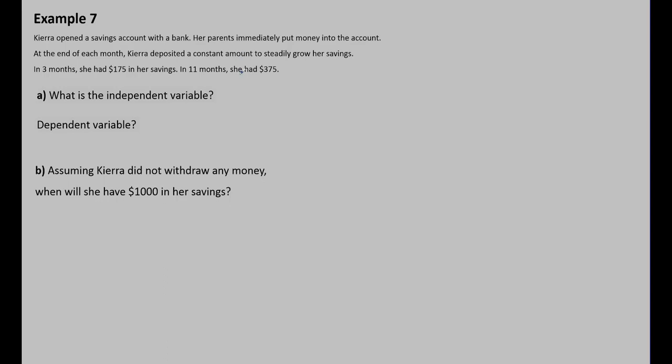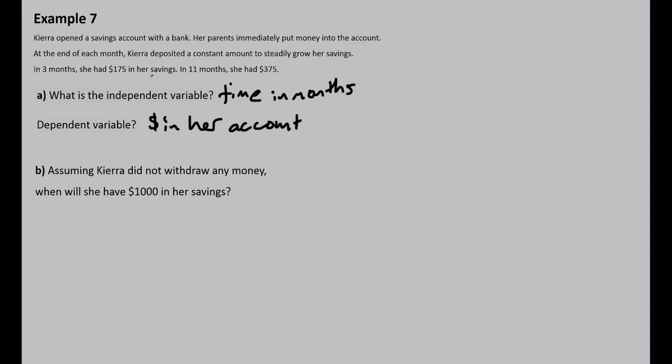So here I don't give you an equation, so it's maybe harder to figure out what the independent variable is. But the independent variable here, hopefully you realize, was time in months. Because it doesn't matter if Kira keeps putting in money or not, the time is still going to keep going, so it's independent. But the dependent variable is the dollars in her account, because that keeps changing over time. It's dependent on her depositing the same amount as time goes on. So assuming Kira did not withdraw any money, when will she have $1,000 in her savings?